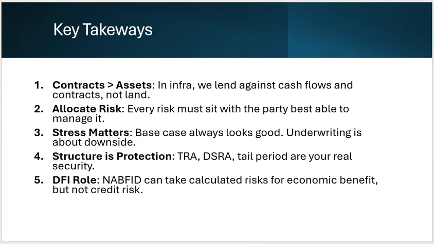In infra, we lend against the cash flow and contracts, not the land. And reallocate the risk: every risk must sit with the party best able to manage it. Stress matters: the base case always looks good, so underwriting is set down for stress, and the security is protection. Trust and retention account, DSRA (debt service reserve account), and tail period are the real security. For development financial institutions, NABFID can take calculated risks for economic benefit, but not credit risk. You can take the risk, but not the credit risk.